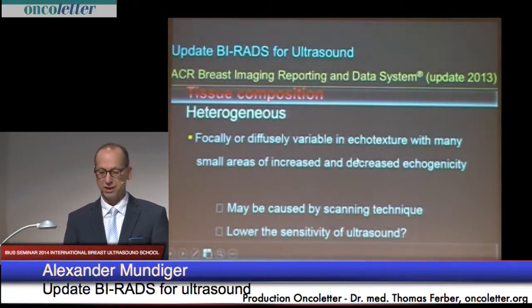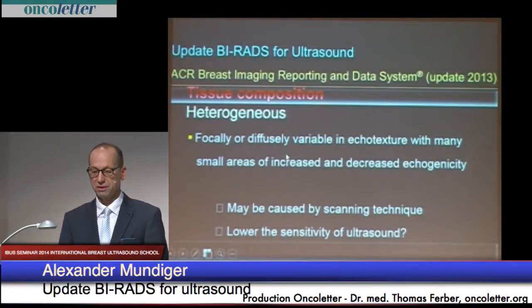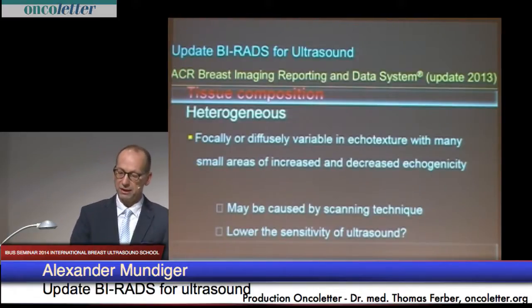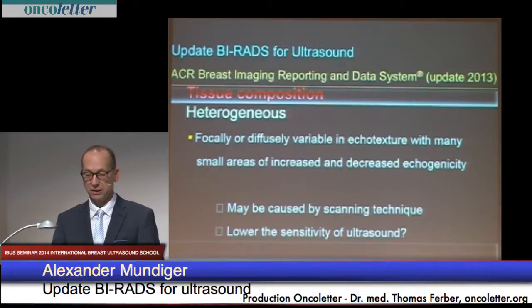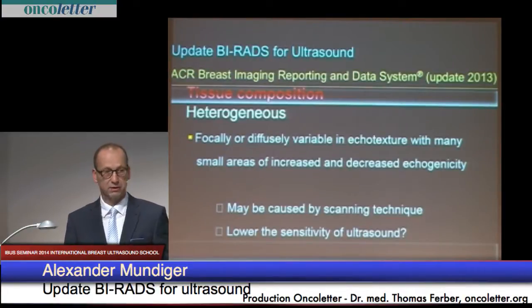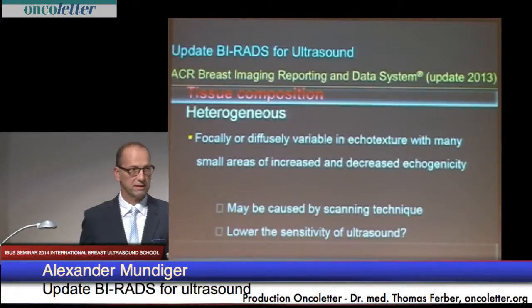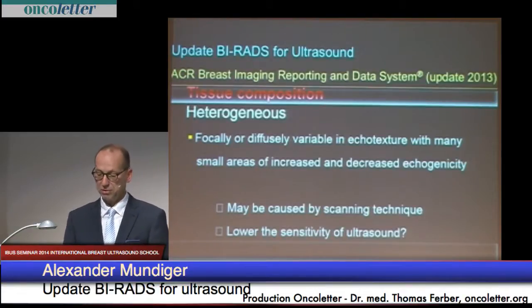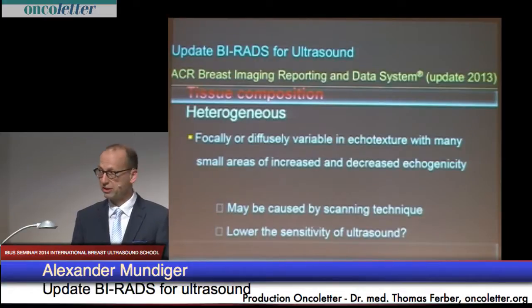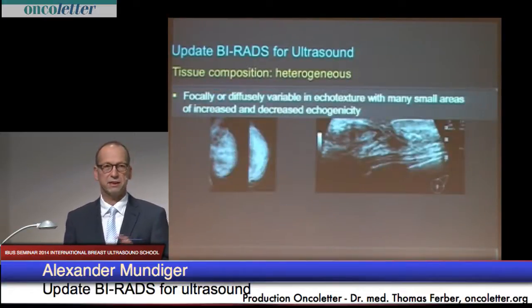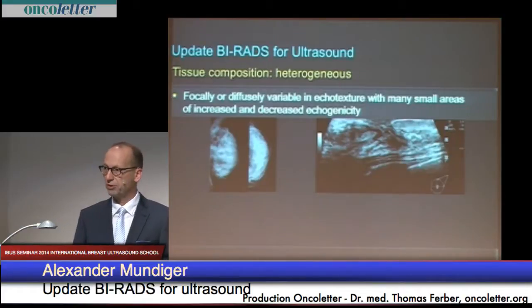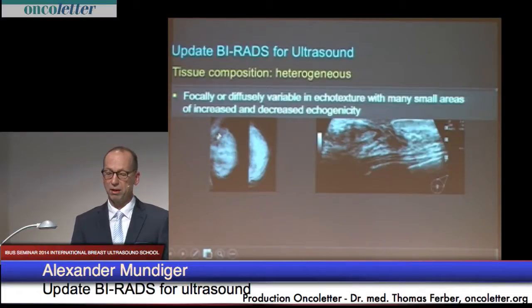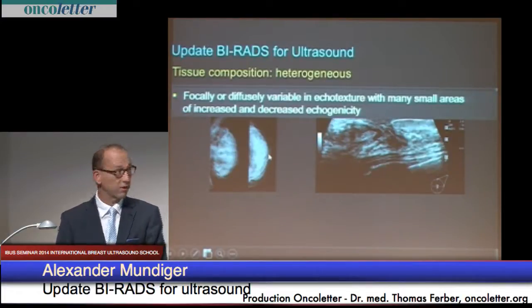If we go to the heterogeneous definition, it is a focally or diffusely variable echotexture with many small areas of increased and, on the other hand, decreased echogenicity. And there are two questions. First, is this due to scanning technique? I will show you that this can be produced by scanning technique, and it definitely lowers the sensitivity in the range of 10 to 20% according to current studies. And here we have an example of the heterogeneous structure.